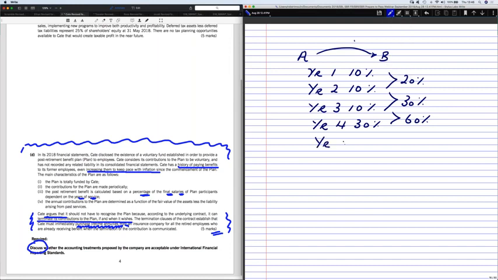Let's say in year 5, there is a further 10%. So we've now got 70%, or A has 70%. Is it still the same?